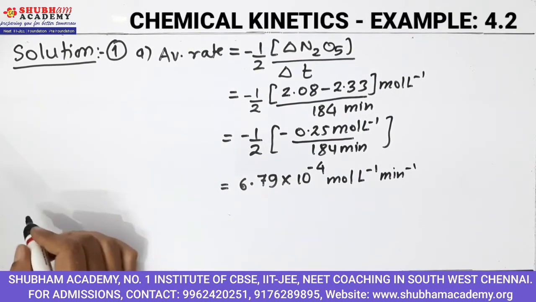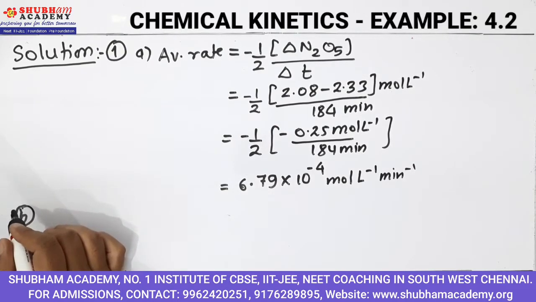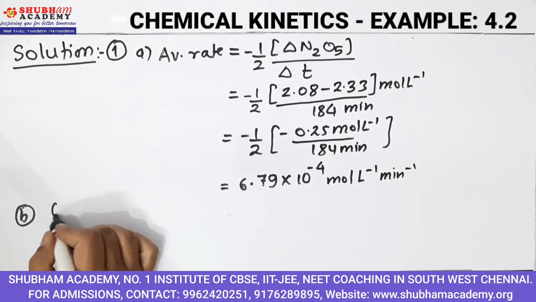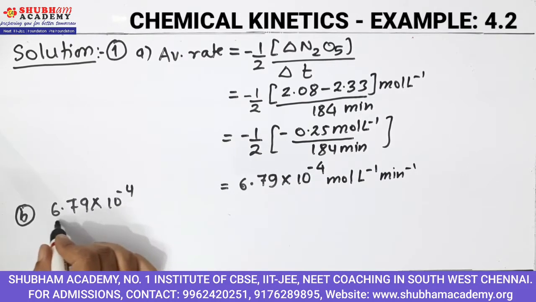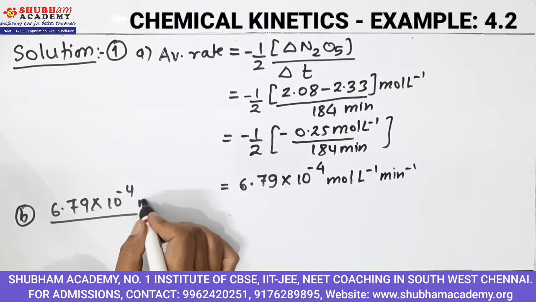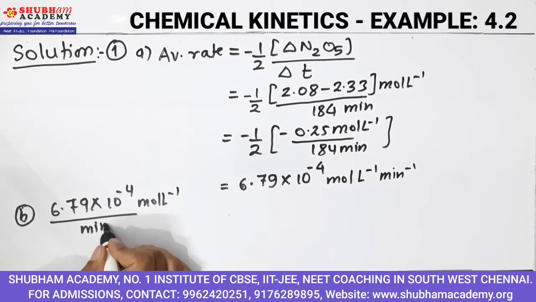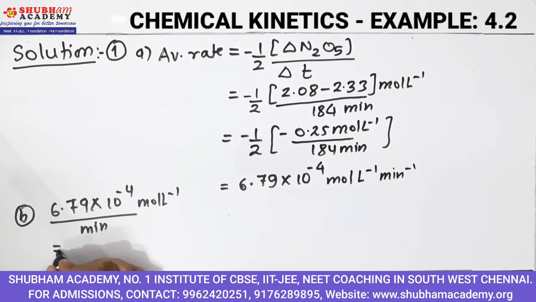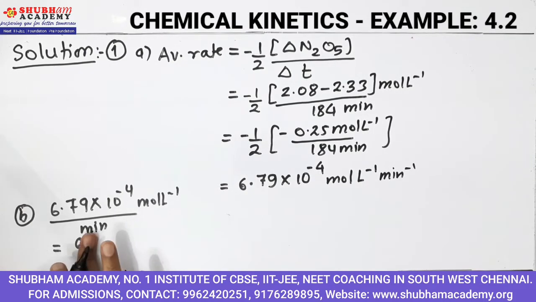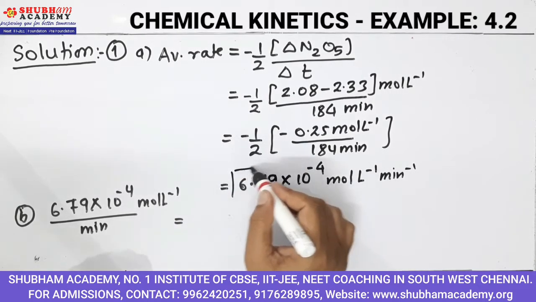This is A part. Okay. Now, see the B part. We have to convert this in hours. Okay. So, this becomes 6.79 into 10 power minus 4 divided by, unit is mole liter inverse and here minute, right. So, this minute we will convert in hours. So, we will divide this by 60. This is one part over, okay, do not get confused.